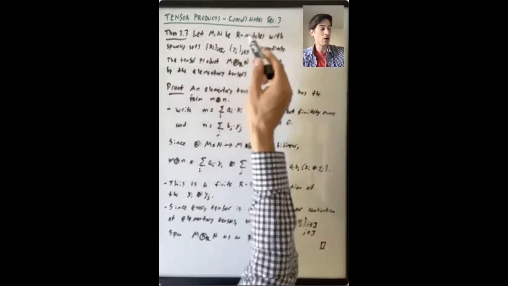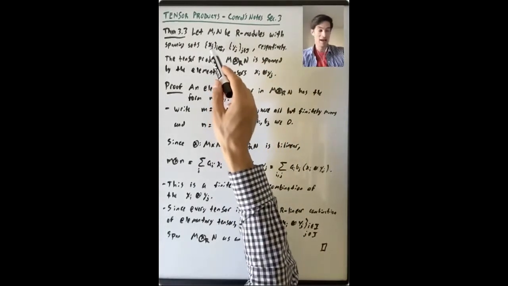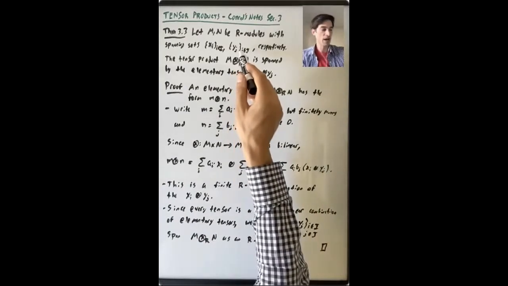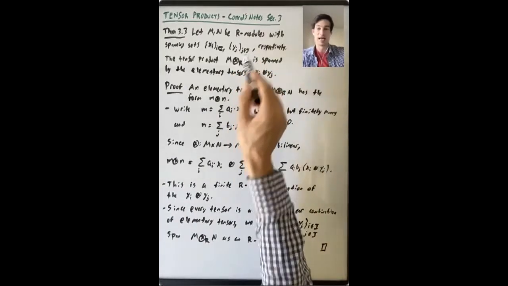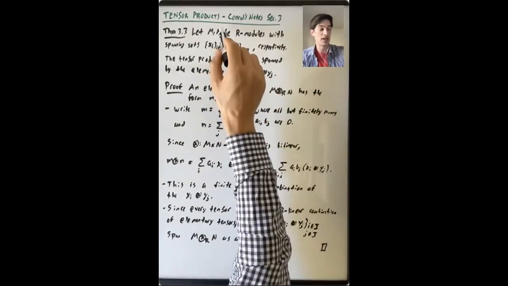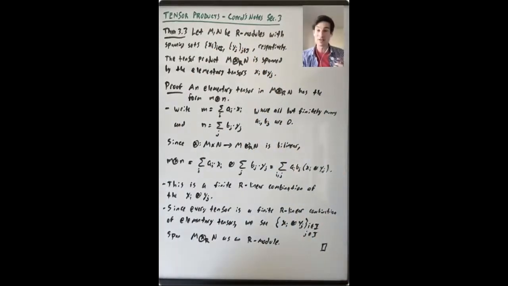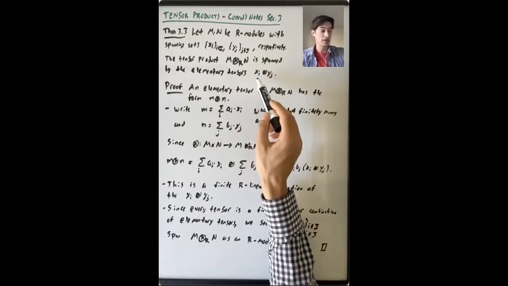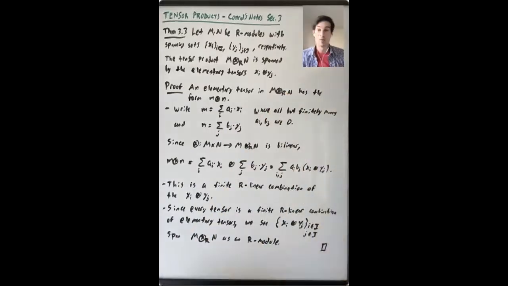Let's say M and N are R modules with spanning sets x_i, where i goes through some index set capital I, and y_j, where j goes through some set capital J, respectively. So the x_i generate M, the y_j generate N. The tensor product, M tensor N, is spanned by the elementary tensors x_i tensor y_j. So if you know a generating set for M and you know a generating set for N, you know a generating set for the tensor product.